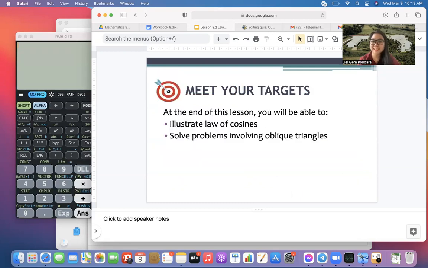At the end of today's class, you'll be able to illustrate the law of cosines, and second, solve problems involving oblique triangles. So what do you expect in our quiz today or in your workbook? It's similar to yesterday. There are three figures, and you need to solve for the missing sides and angles. And there are also three different problems.